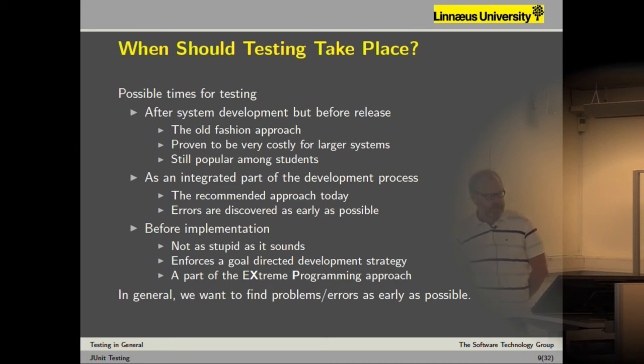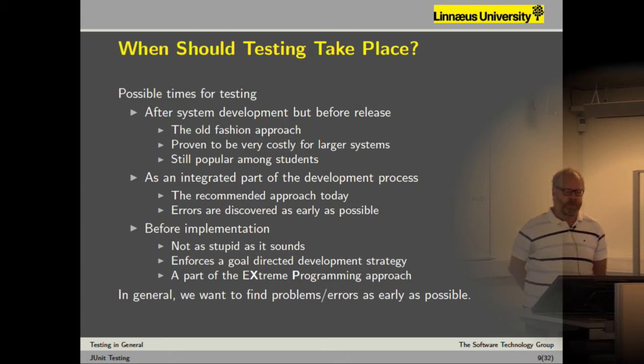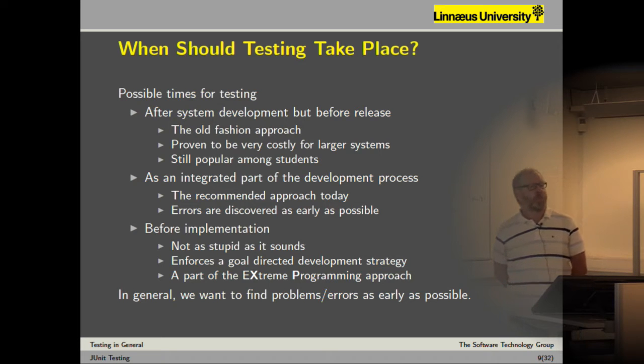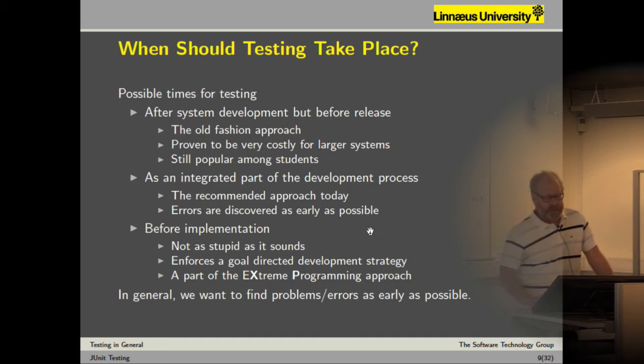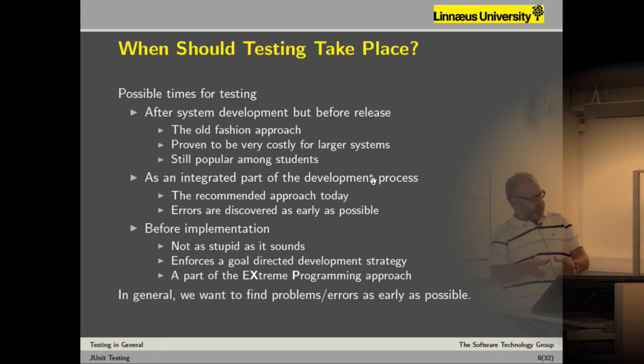When should testing take place? The old-fashioned approach is that first we develop the system and then we test the system. It turns out to be very costly. They develop the system for 1 year and then the test team says it's not working. Go back and redo it all from scratch. Nowadays, everyone says that it should be an integrated part of the development process. Once you have a piece of software completed, you should test it. You should test it as soon as possible. And then you put them together and then you test them one more time.